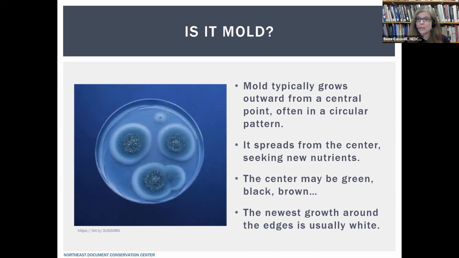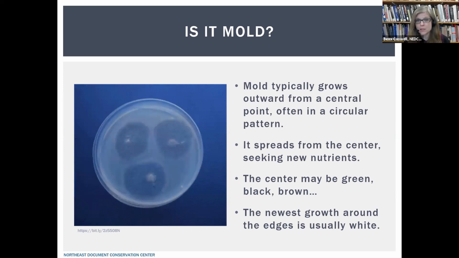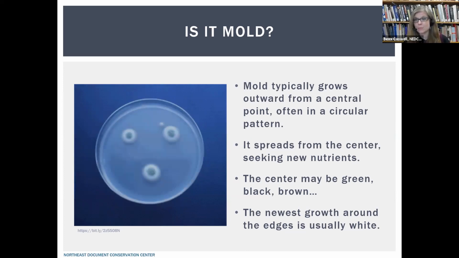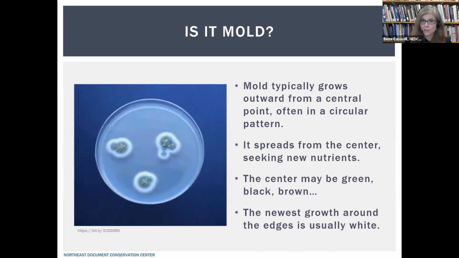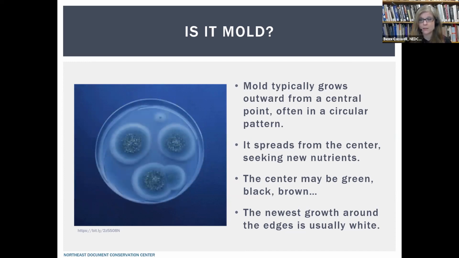Sometimes we hear about something called black mold, and I just want to clarify that black mold is just another way of saying toxic mold. Not all mold that's black is toxic, and not all toxic mold is black. So that's just something to know.